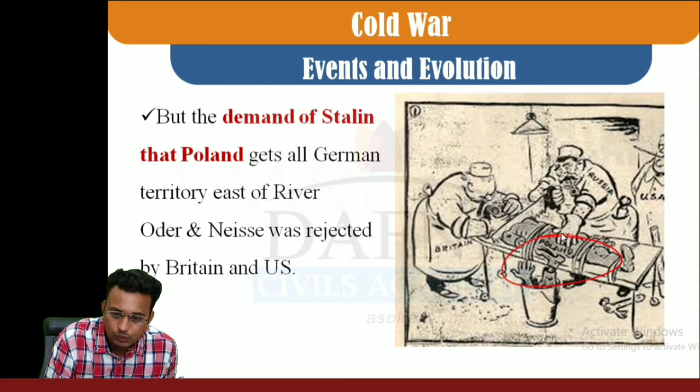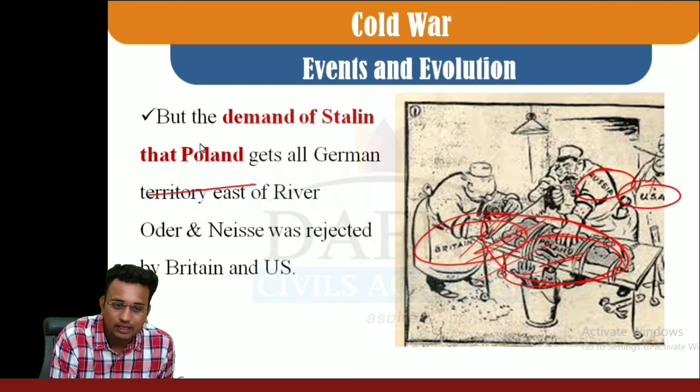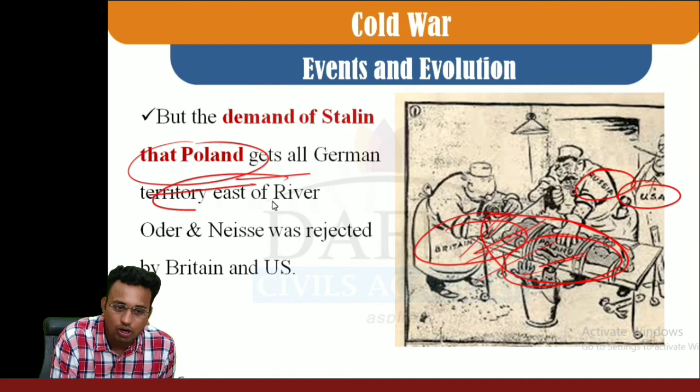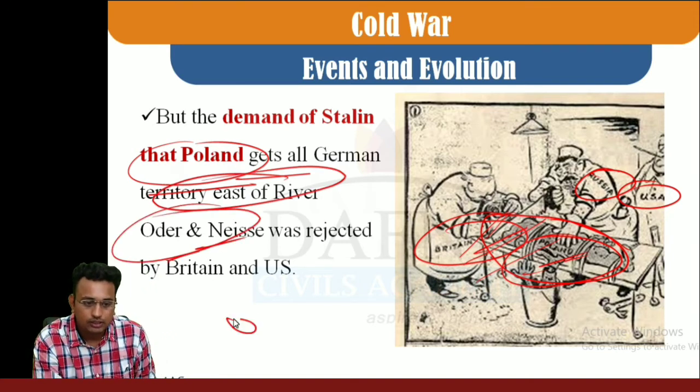So the Poland issue, you can say, was how exactly to break it. You have Britain, Russia, USA, and this is your Poland. Stalin demanded that Poland get all the German territory east of the river Oder and Neisse. This is the famous borderline, called the Oder-Neisse line.